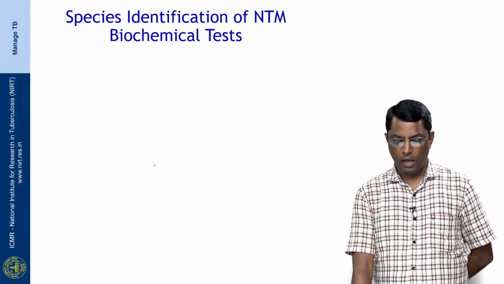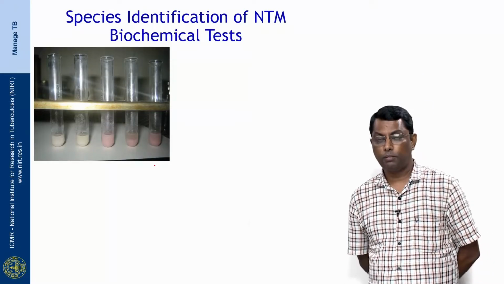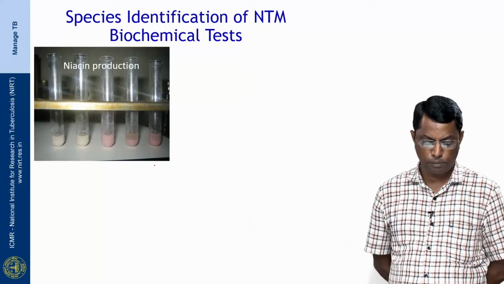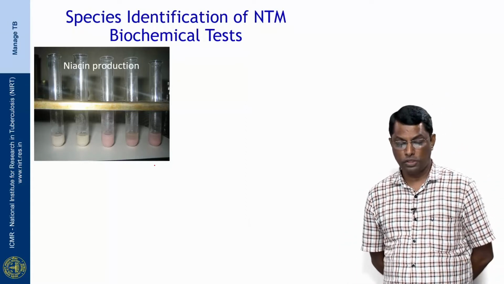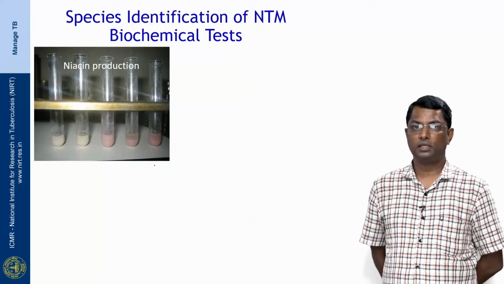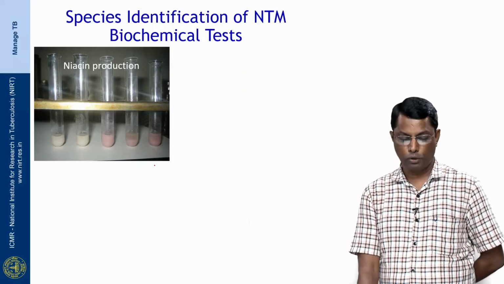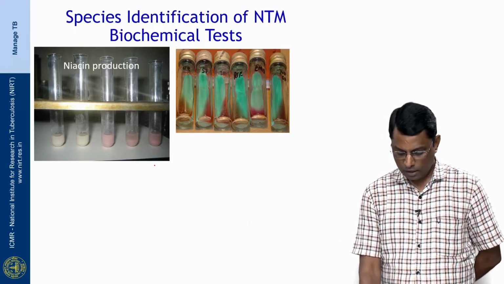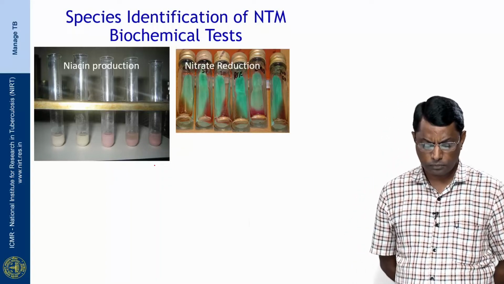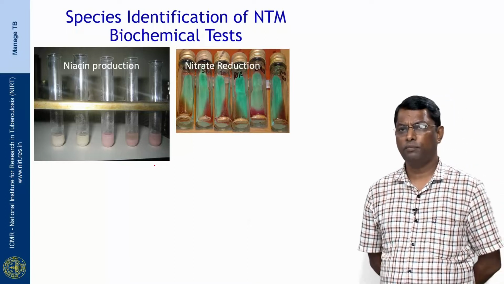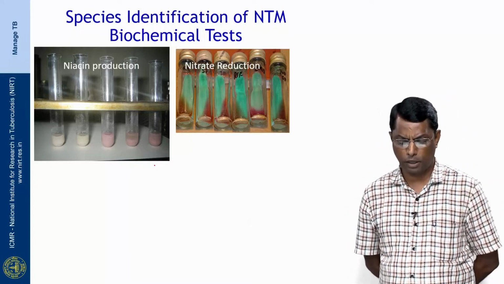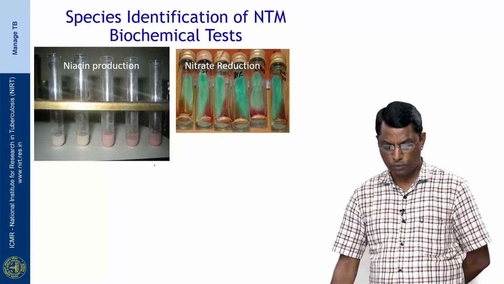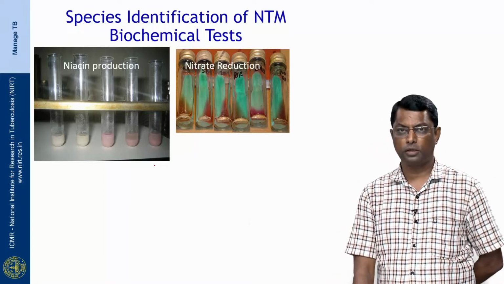Now, species identification of NTM can also be done by biochemical tests. The first test is niacin production. Niacin is positive for Mycobacterium tuberculosis, whereas negative for non-tuberculosis Mycobacterium. The next test is the nitrate reductase test. This is based on the enzyme nitrate reductase produced by Mycobacterium tuberculosis. Mycobacterium tuberculosis is positive for nitrate reductase, whereas non-tuberculosis Mycobacterium is negative.